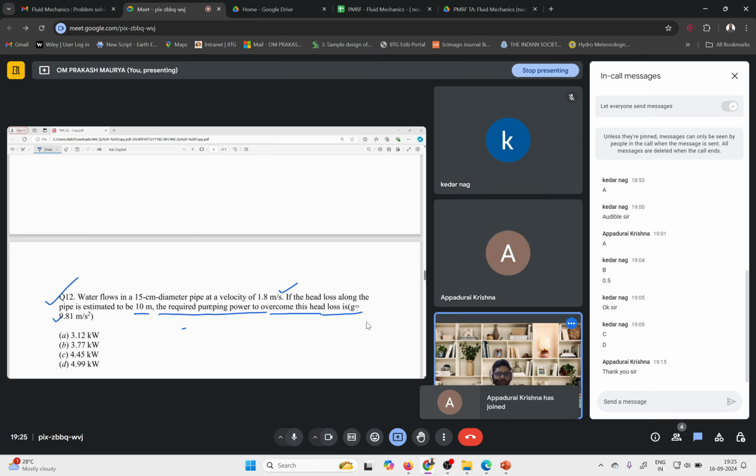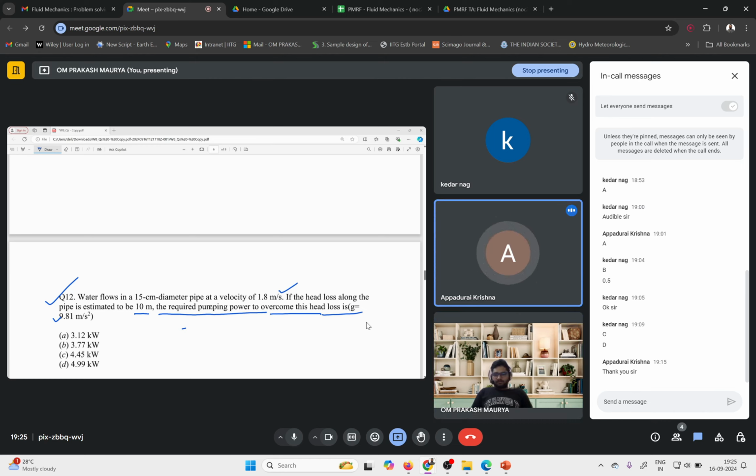So question number 12. Krishna, we have already solved question number 11. I'll just show you after question number 12. So first, please try to solve question number 12.